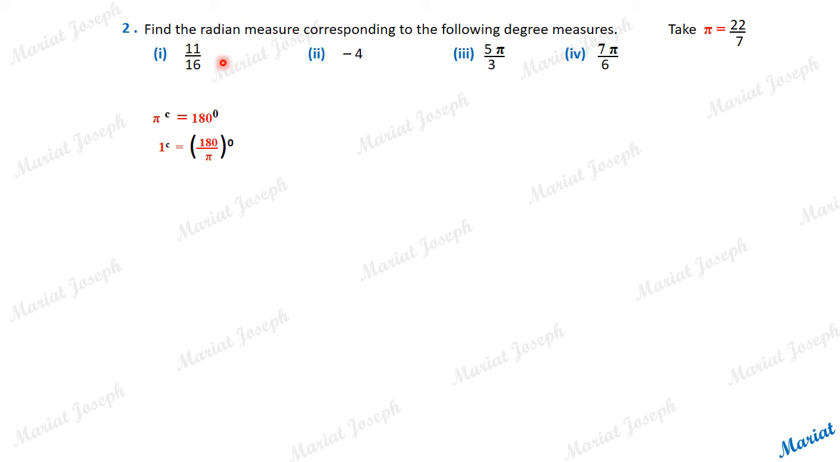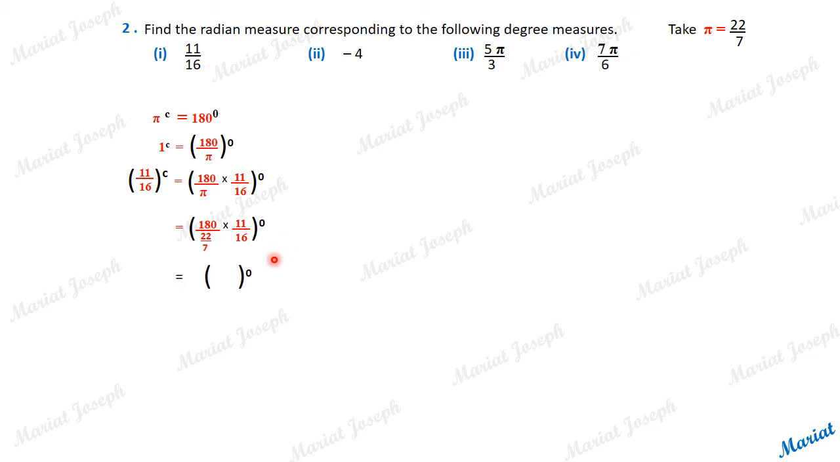So 11 by 16 radian will be 180 by pi into 11 by 16 degrees. 180 by pi multiplied by 11 by 16. These many degrees. Let's simplify it further. The value of pi, we are expected to use this. So put 22 by 7 there. And let's go simplifying it. These many degrees are there.